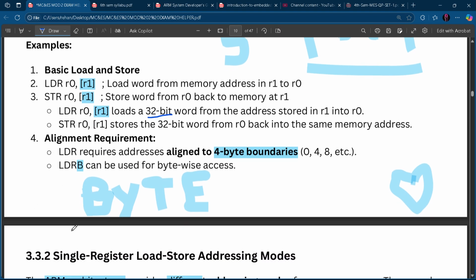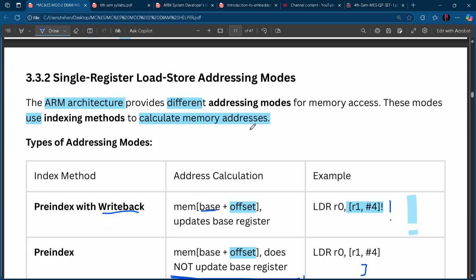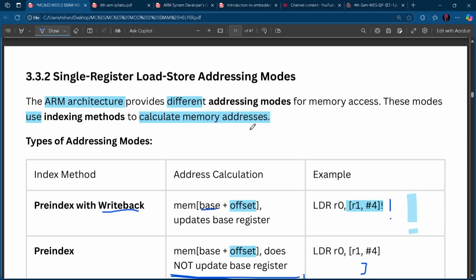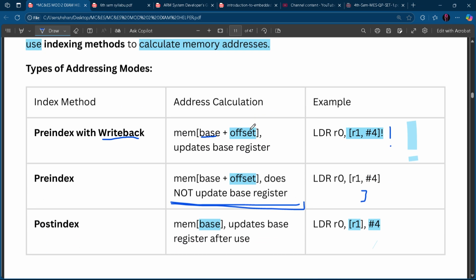Very simple, right? Just a basic example, just read it out. It's really not necessary for me to explain it to you. If you just pause and read it, you will be able to understand. This is important whenever you talk about single register load store addressing modes. There are three addressing modes: pre-index, pre-index with write back, and post-index. So what happens in pre-index?